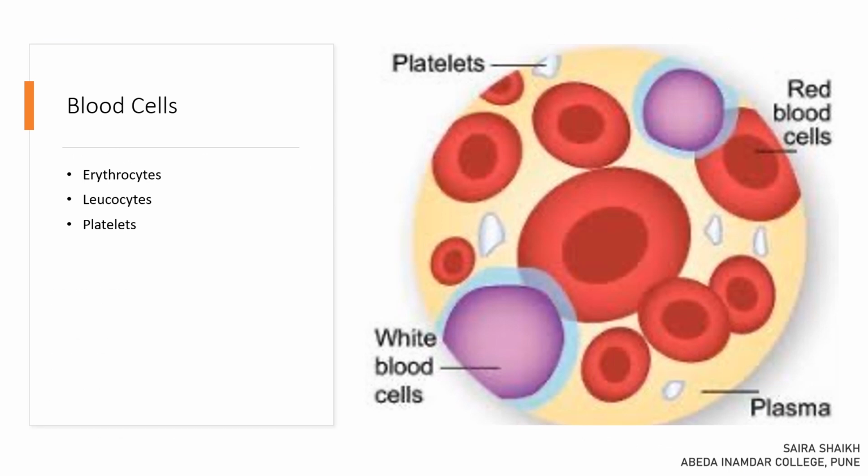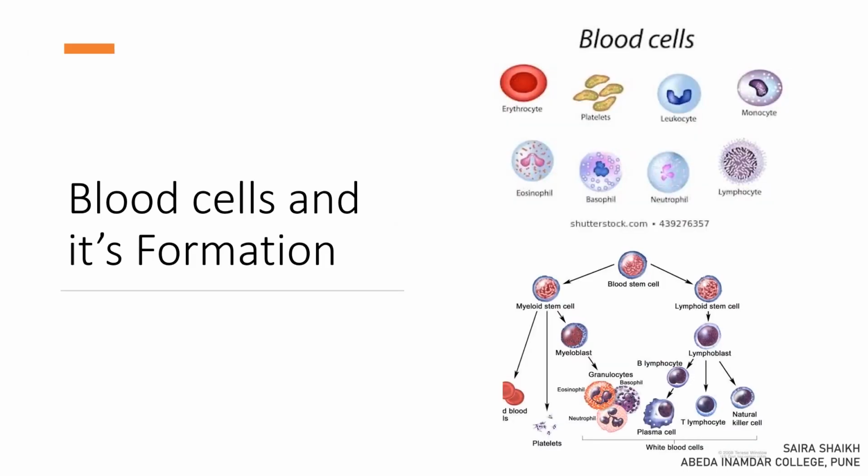The human blood contains three types of blood cells: erythrocytes, leukocytes, and platelets. Students, look at the figure. Here we can see the different blood cells and their formation. The erythrocytes or RBCs, platelets, and the WBCs are seen. WBCs have various forms: eosinophil, basophil, neutrophil, lymphocytes, and monocytes.